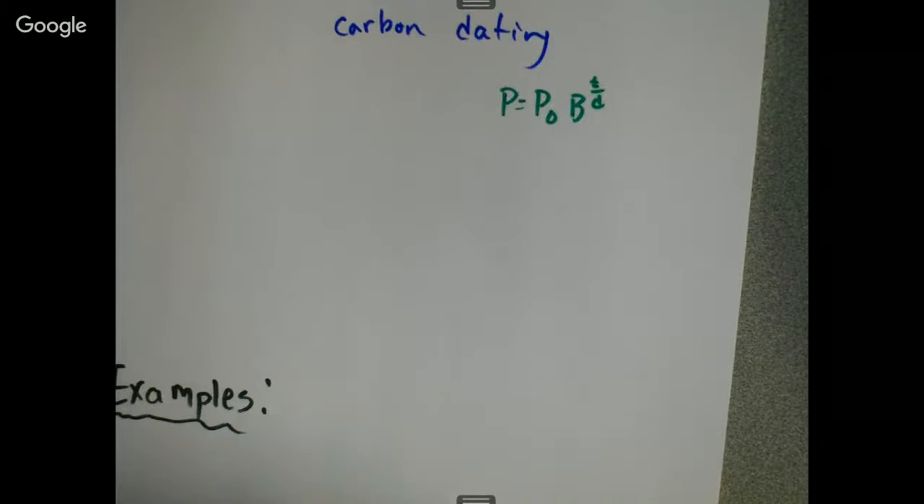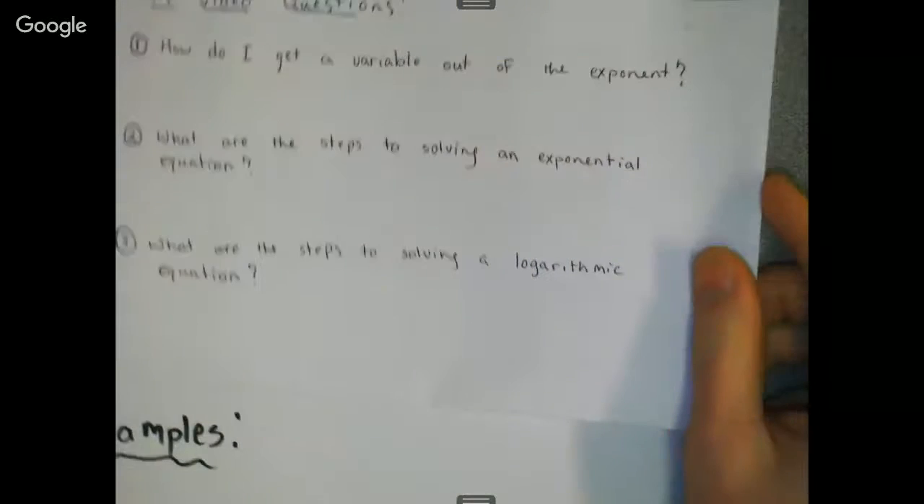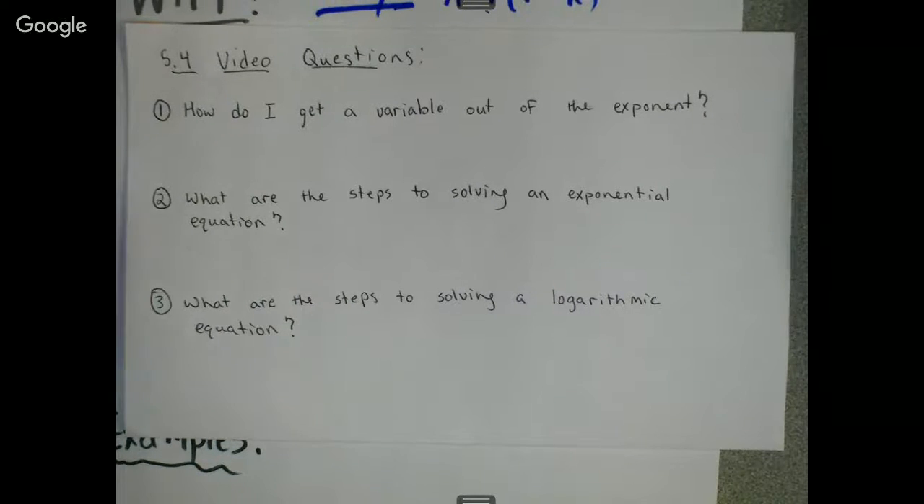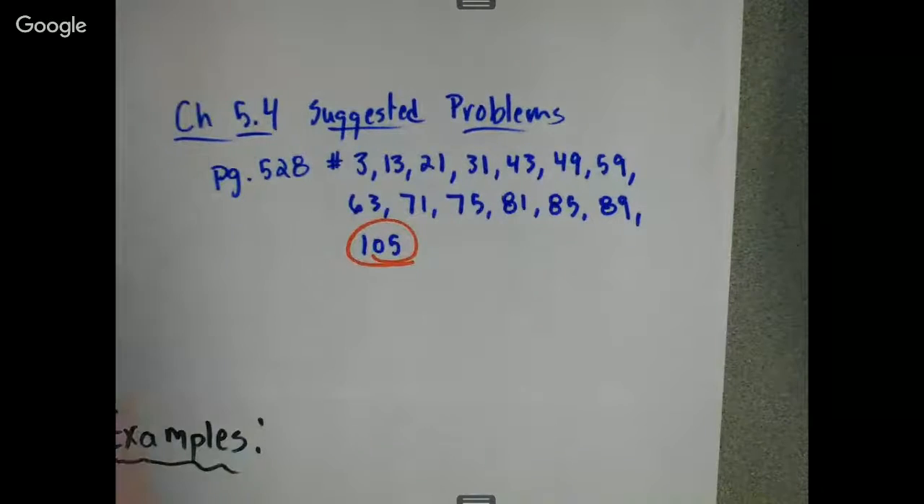So this will be the stopping point for the video. Here are your questions. So 5.4: how do I get a variable out of the exponent? What are the steps to solving an exponential equation? And what are the steps of solving a logarithmic equation? Your suggested problems are right here. So go ahead and get those going. If you would like to continue watching the video, I'll go over some more examples of what I'll be doing in class.